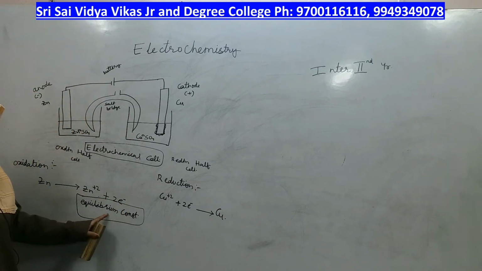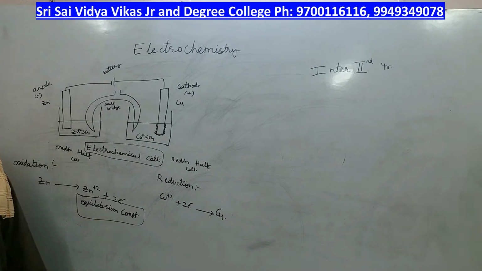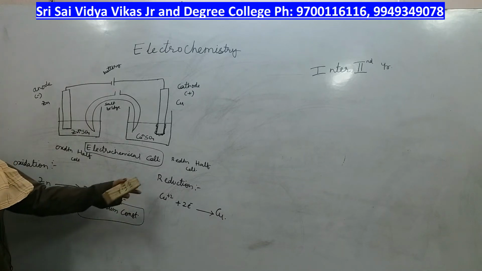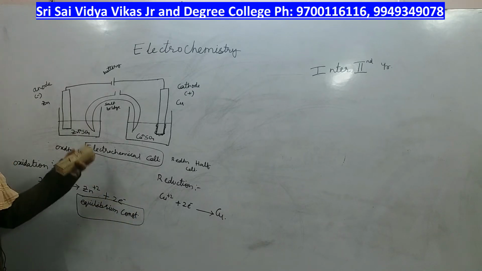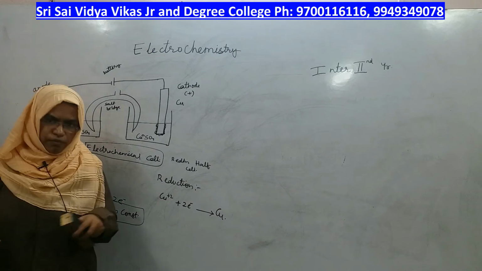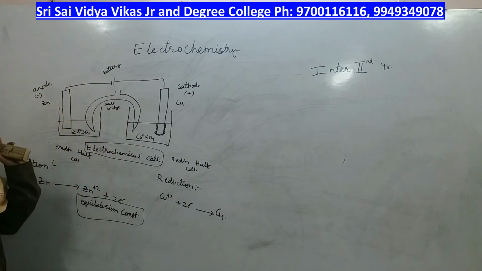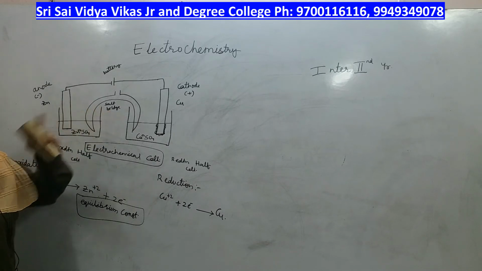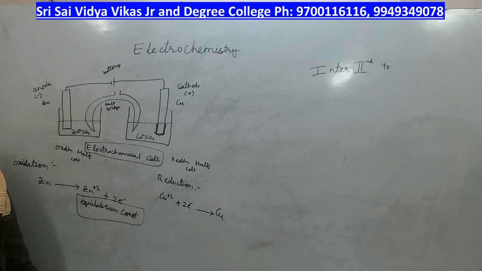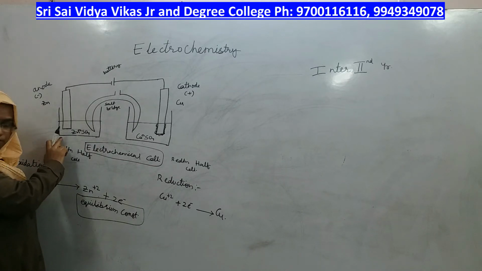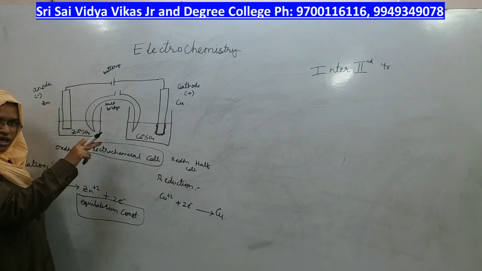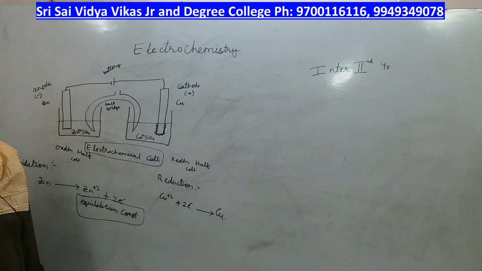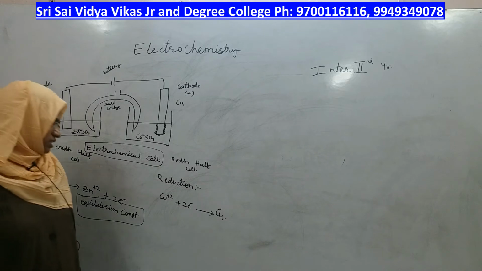If you want the cell to work even after equilibrium constant, you have to give electrical energy so that the cell can start working again and the reaction becomes opposite to the previous one. What is the reaction? Oxidation at this side, reduction at the other side. After equilibrium, if you give electrical energy, at anode reduction takes place unlike the previous time, and at cathode oxidation takes place unlike the previous time, right.